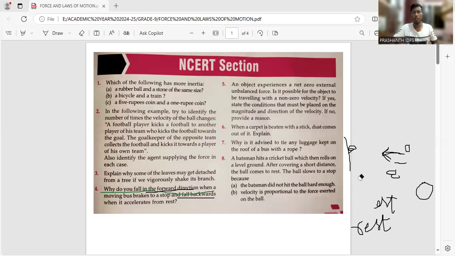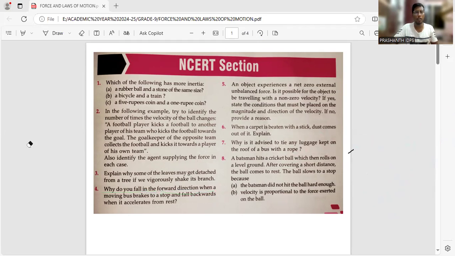Okay, now note down the fifth question. What is the fifth question here? An object experiences a net zero external unbalanced force. Net zero means what? Tell me. Net zero external unbalanced force. Is it possible for the object to travel with a non-zero velocity? Okay, are you getting my point? Is it possible for the object to travel with non-zero velocity?